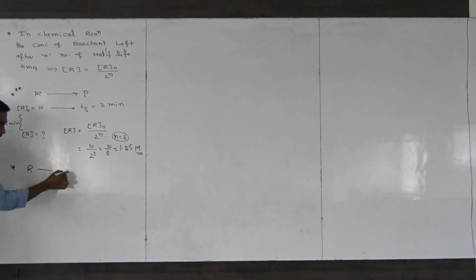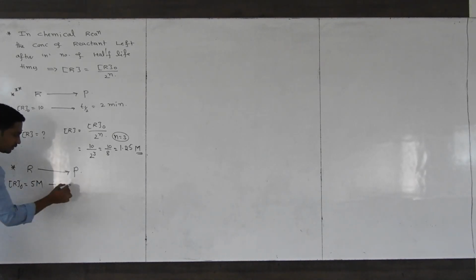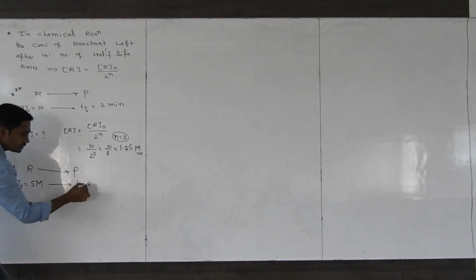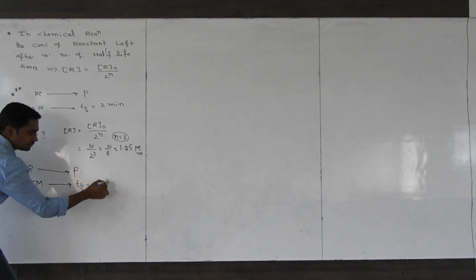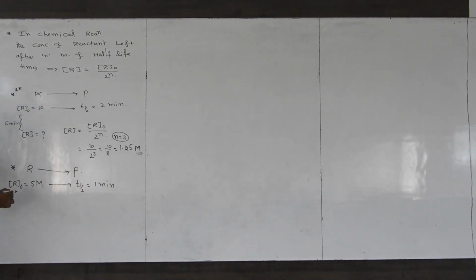You have a chemical reaction, reactants are converting into products. For example, the initial concentration of reactant is 5 mole. For example, its half lifetime is 1 minute. After that, I want to see after 4 minutes. After 4 minutes, what is the concentration of reactant remaining?